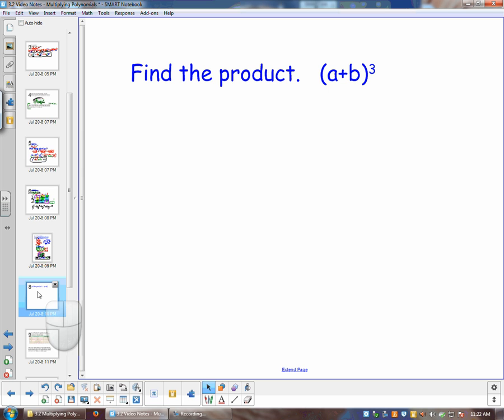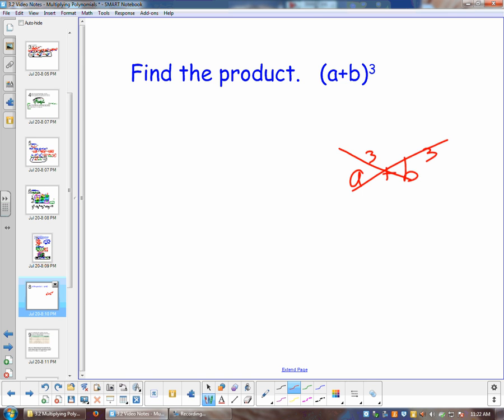Okay, let's try to find the product of another one, but we're going to have to do some expansion first here. So we have the quantity a plus b to the third. So if we remember what it means to have... Isn't that just equal to a to the third plus b to the third? No, it is not. So let's make sure we take a look at what that means.